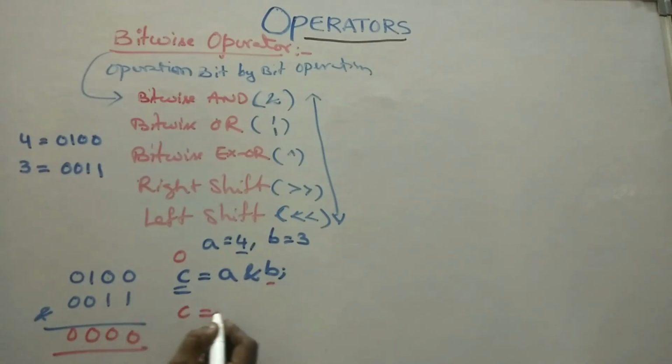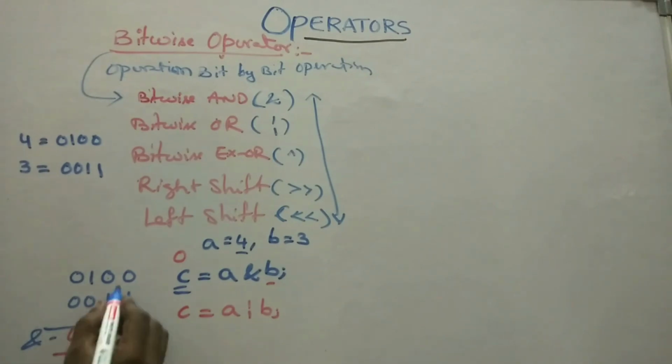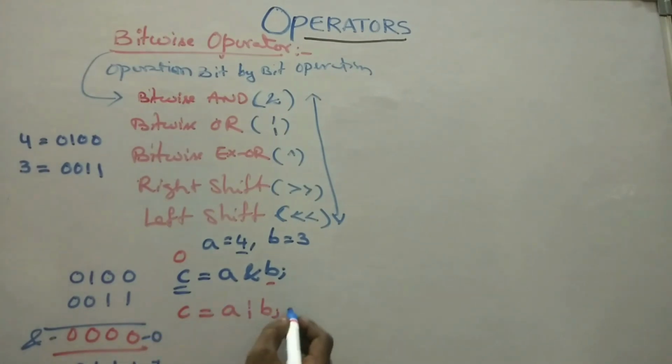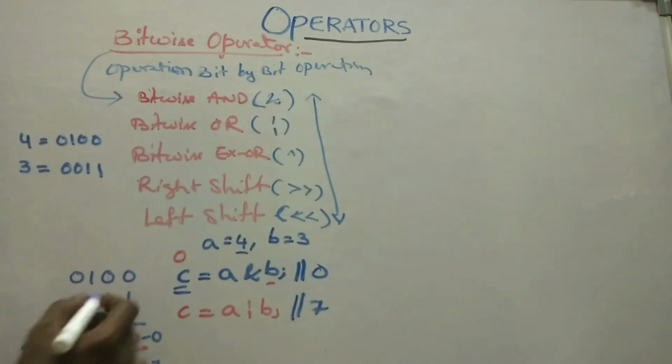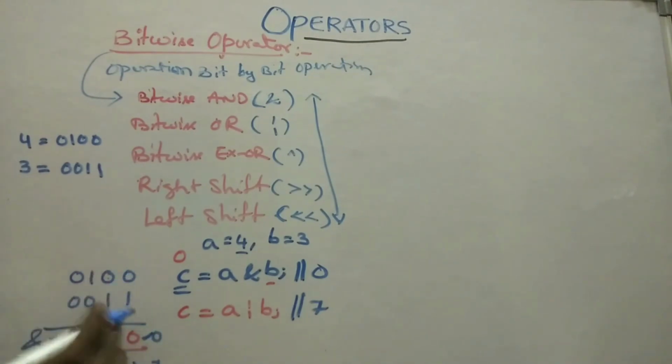Suppose for the same expression, we use A bitwise OR B, so instead we use the bitwise OR gate. What is the OR gate truth table? When any one value is 1, we get the output 1. For logical AND the output is this one. If you use OR, 1 0 gives 1, 0 1 gives 1, 1 0 gives 1, 0 0 gives 0. That means the equivalent decimal value is 0 for AND, and 7 for OR. Now for this one the output is 7, for this one the output is 0. Are you clear? By bit position we have to apply the truth table.